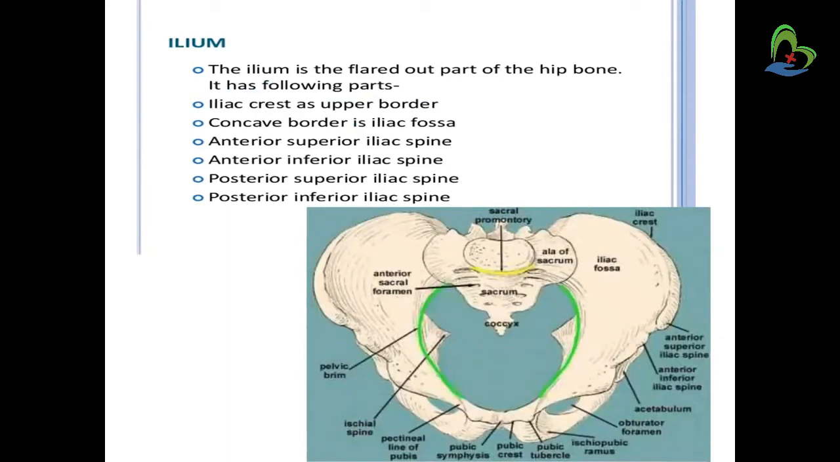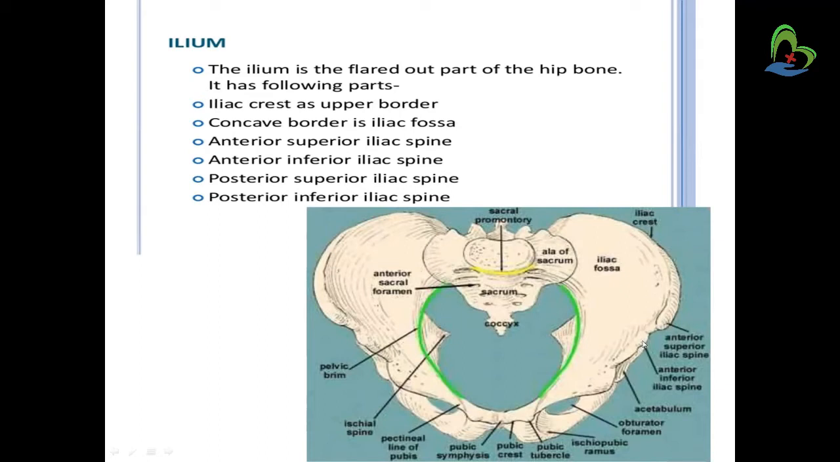The ilium has the following parts, that is the iliac crest, the upper border of the ilium bone. Then the concave border, that is the iliac fossa, which is in a concave shape. Then the anterior superior iliac spine. At the end of the iliac crest there is a protruding bone called the anterior superior iliac spine, and below that there is an anterior inferior iliac spine.